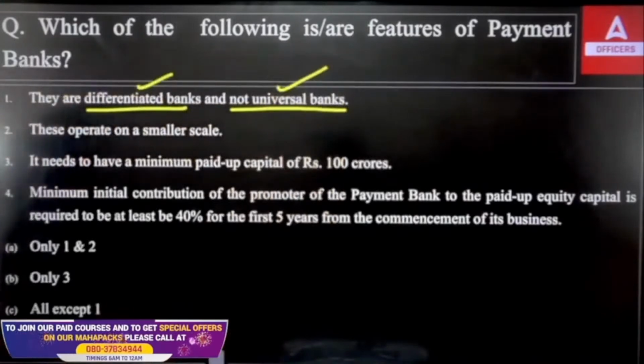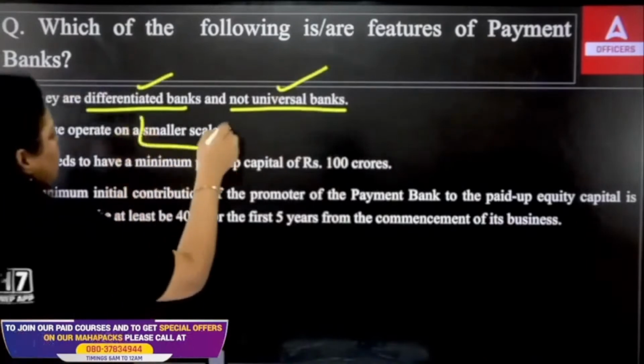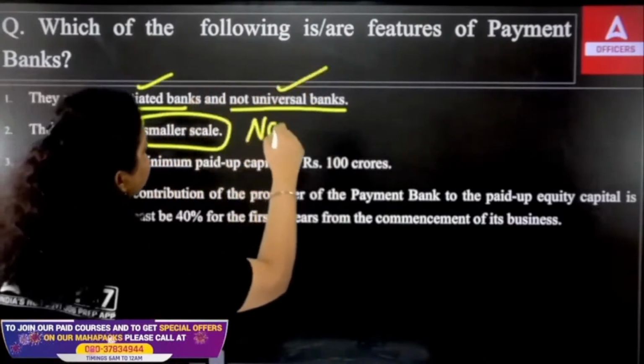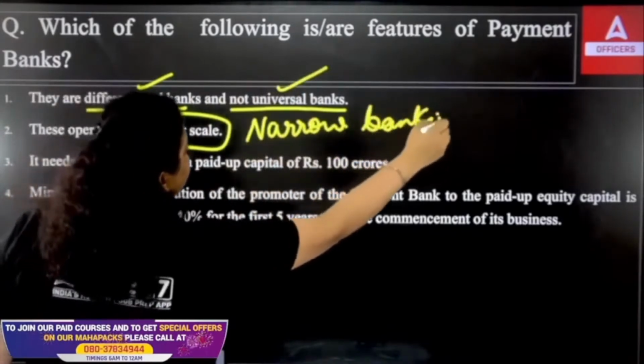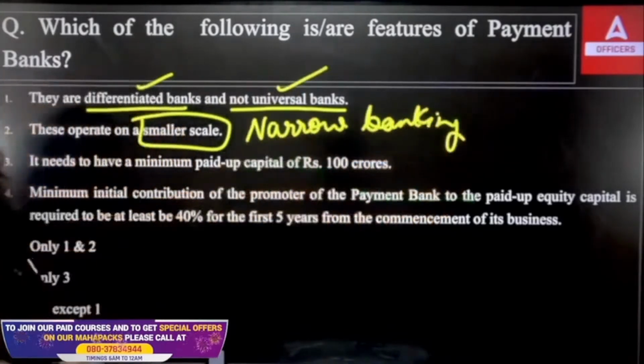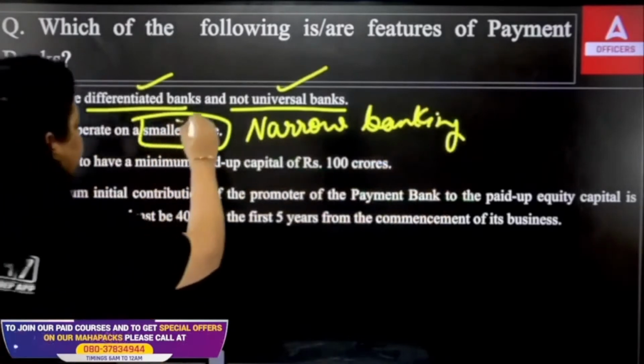The first statement is a feature. Okay, second, these operate on a smaller scale. It's very obvious. The payment banks are an example of narrow banking. Narrow banking means when the bank places its funds only in risk-free assets. That's what the payment bank does. So this is also true.